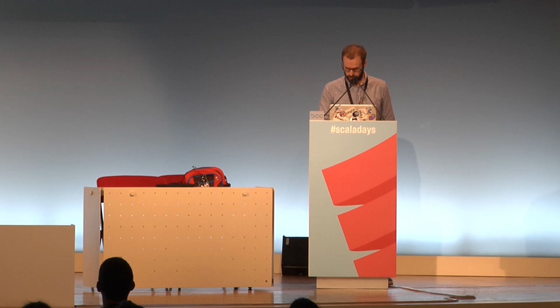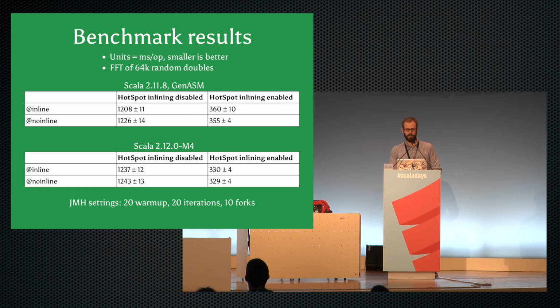So the moment of truth, here are some numbers. There's quite a lot going on here, so I'll go through it in stages. But first of all, if you compare the left-hand column with the right-hand column, this is the difference between just completely turning off inlining in HotSpot versus leaving it running like normal. And you can see if you enable HotSpot inlining, then the code gets like 3 or 4 times faster. So obviously, inlining is a good thing. We've confirmed that.